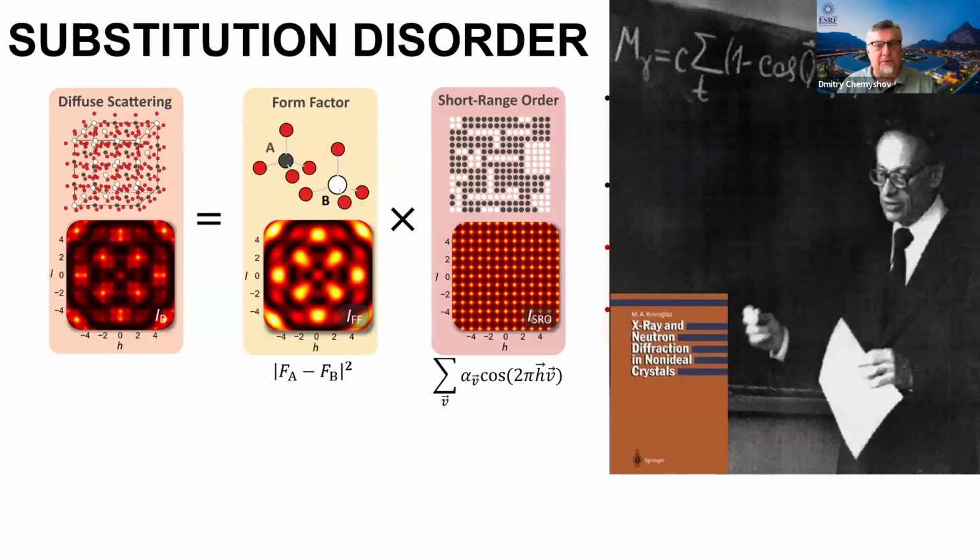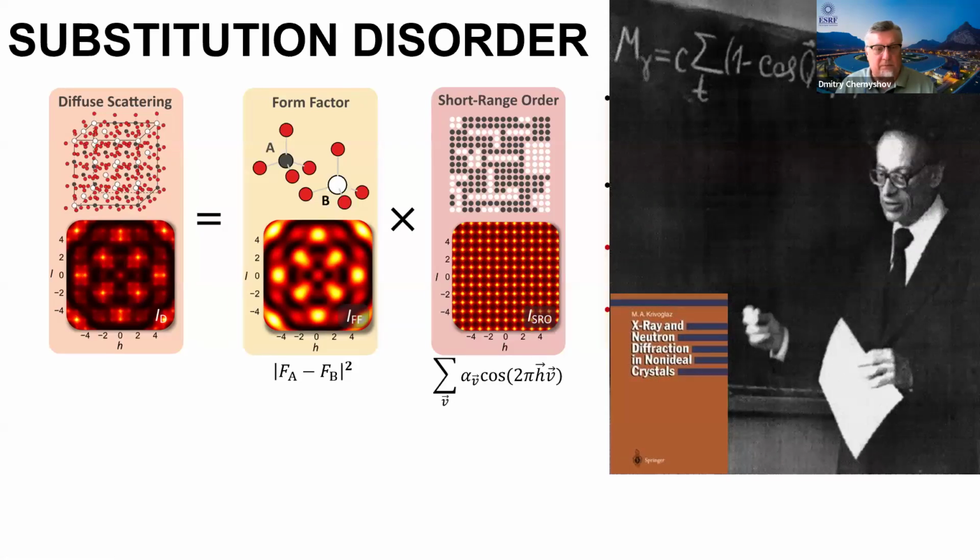Now, let's have a look at substitutional disorder. The diffuse scattering from a crystal where two molecules, A and B, occupy the same place can be mathematically presented as a product of two components. One of them is a difference structure factor squared, and the other part, which is written here as a cosine series, contains coefficients linked to the probabilities of finding a certain molecule at a certain distance from another. All this theory you can find in the books of Krivoglaz.